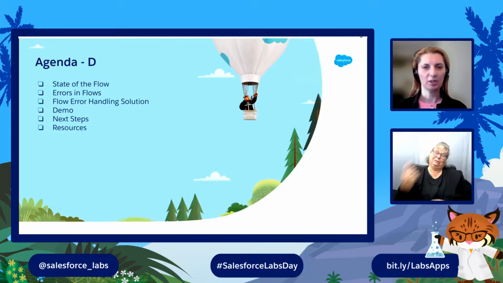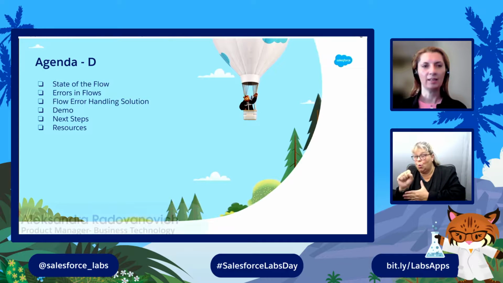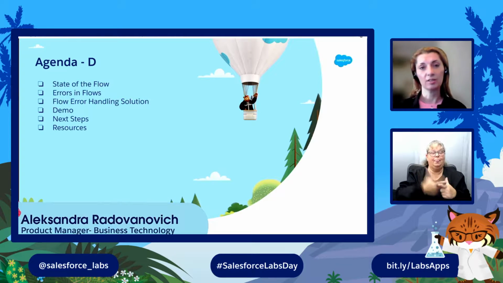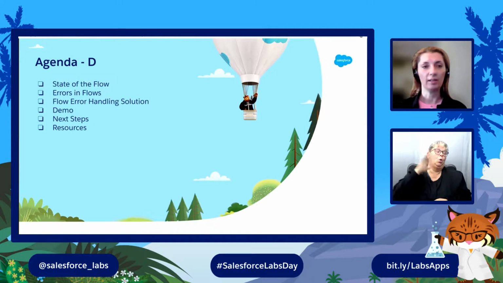So what we are going to talk about today, we're going to go through the agenda quickly right now. I'm going to go over the state of the flow, how we came today, how the flow began, and what declarative automation tools we have in the meantime. And then I'm going to talk a little bit about errors in the flow, because we always know something unpredictable can happen, and we are going to go over how Salesforce Flow is handling that today. I'm also going to talk about a flow and error handling solution from Salesforce Labs and how it can help you handle the error flows.